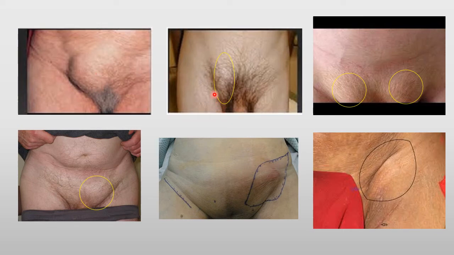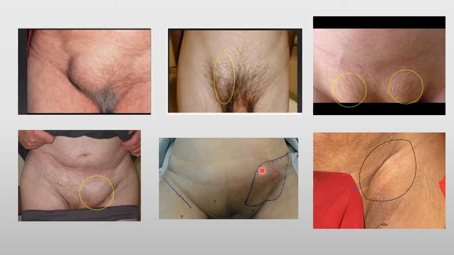Here is an elongated lump from the inguinal region extending to the upper scrotum. Most probably it is an indirect inguinal hernia. These two lumps are bilateral inguinal hernias, which can be direct or indirect. This is a large swelling in the inguinal groin, which can be an inguinal hernia or a cyst or even a femoral hernia.